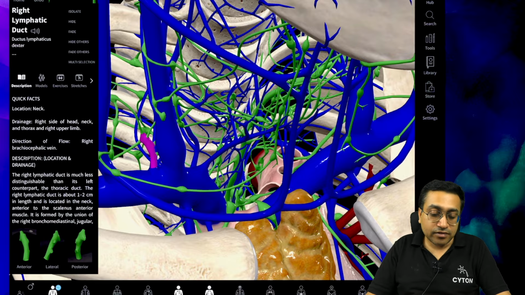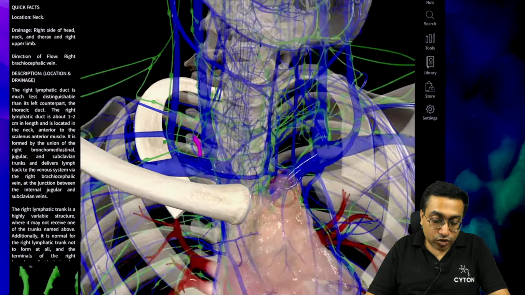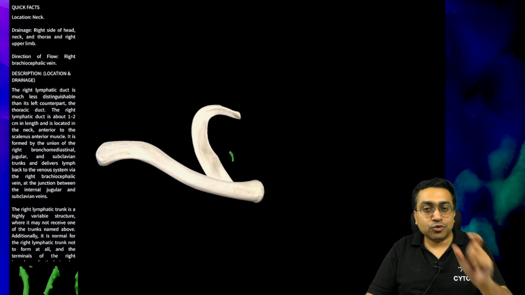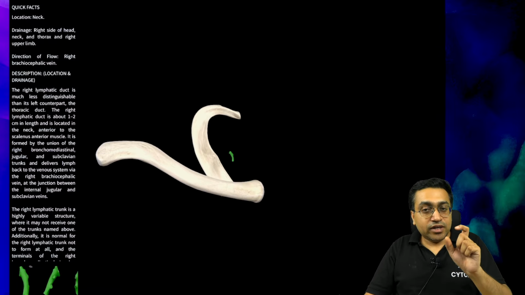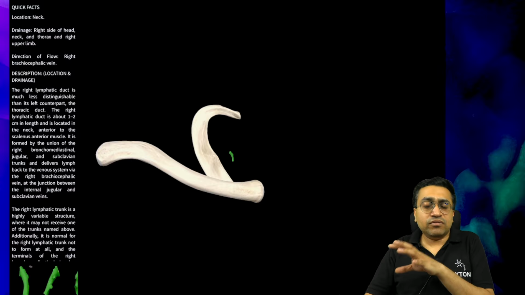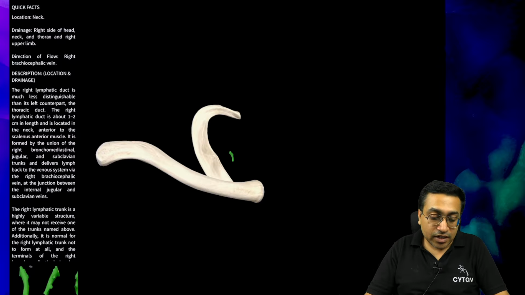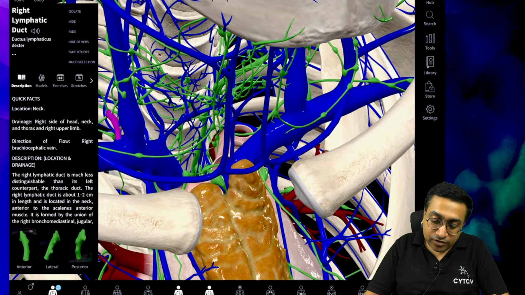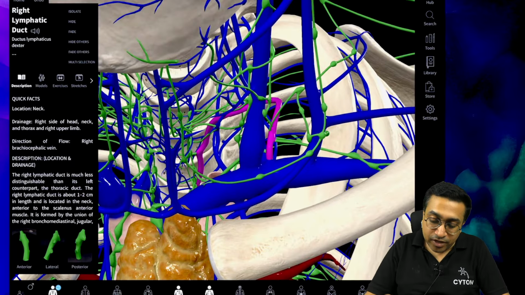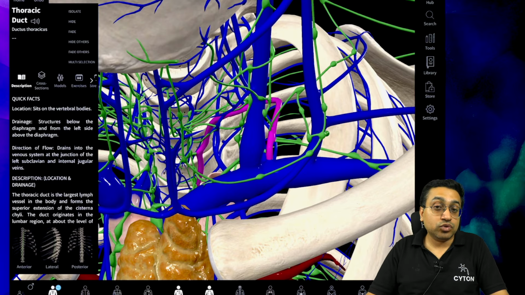So we have this on the right side, that is a right lymphatic duct. If I isolate and show you, it is just this much, so small, right? So right lymphatic duct will take away all the lymphatic drainage in the right side of the body, upper half of the body. We will discuss that. And talking about the left side, if you see, we have a structure which is known as thoracic duct.